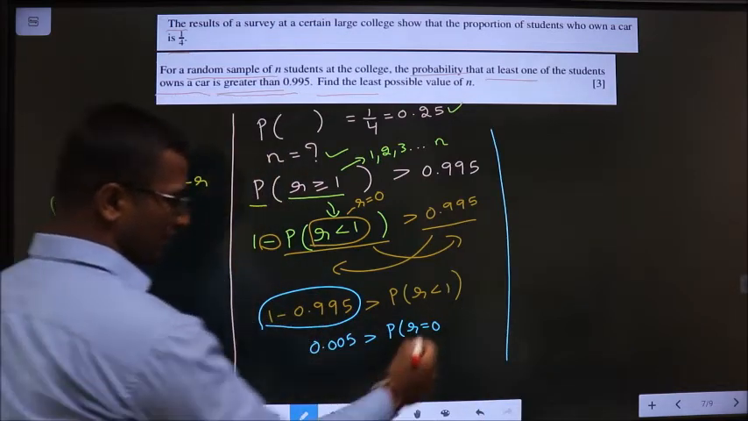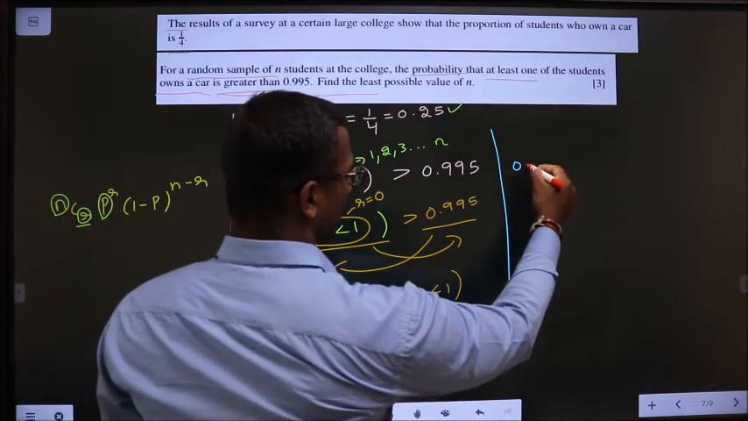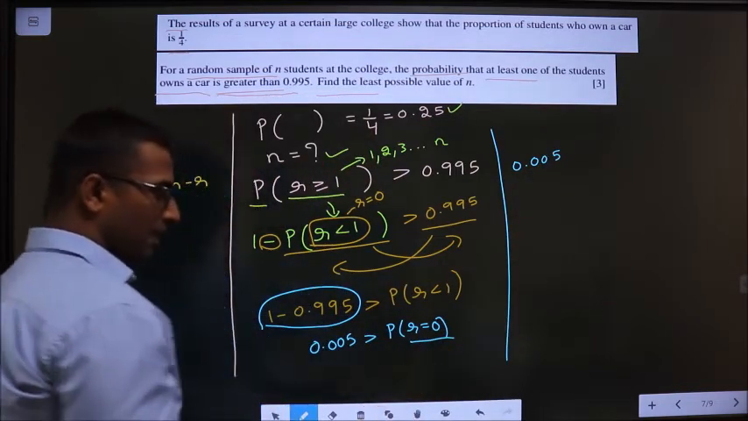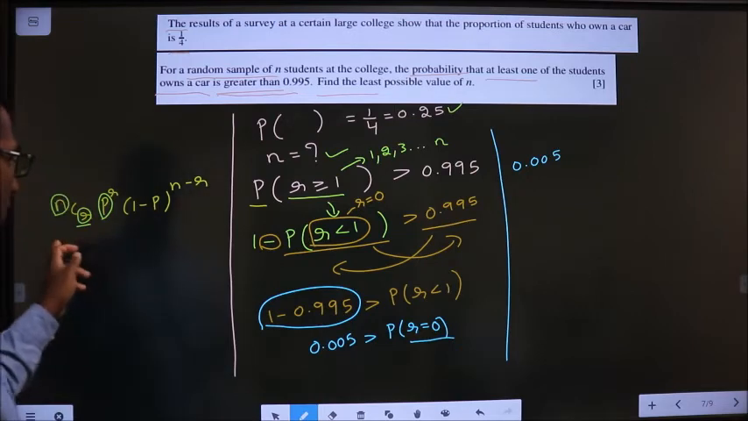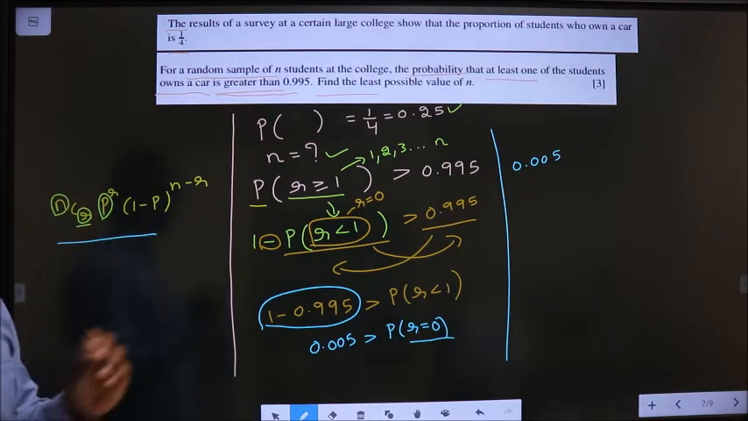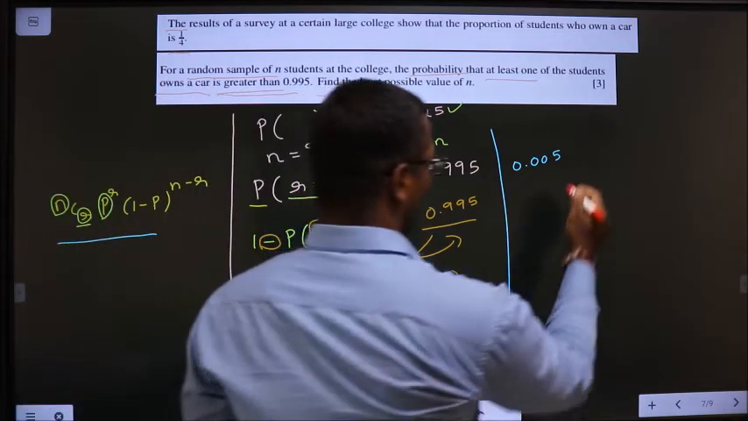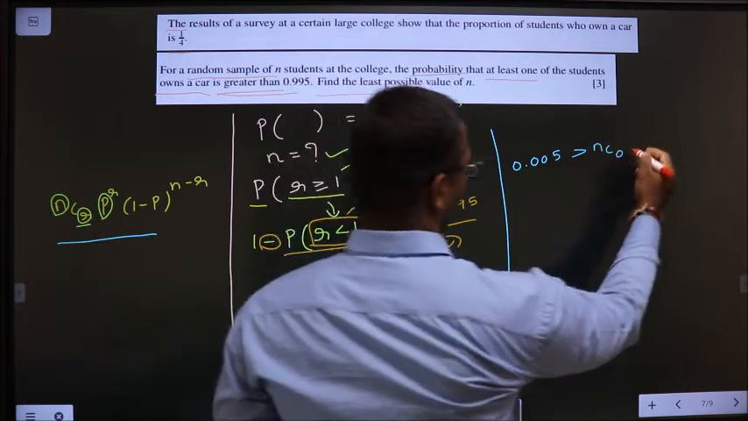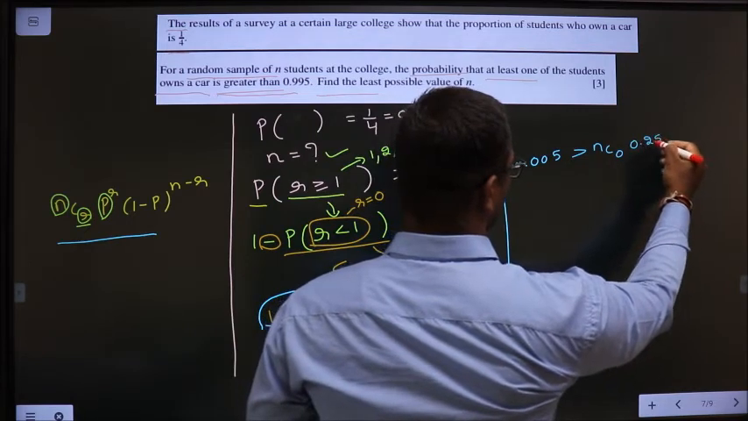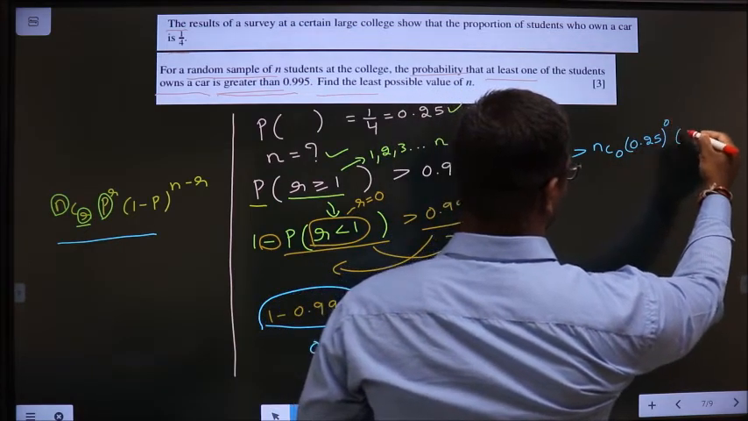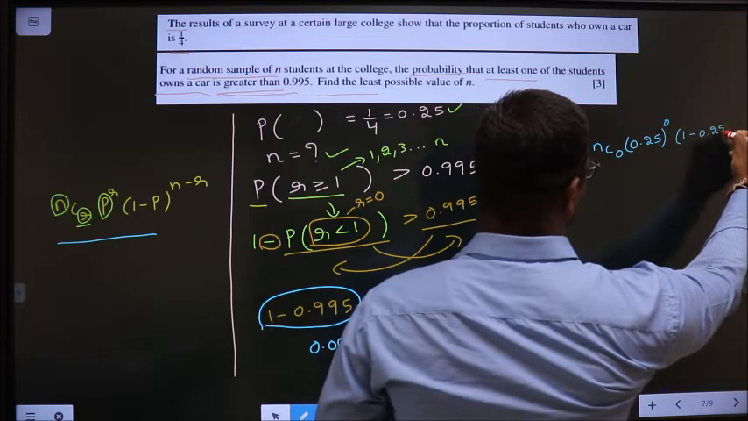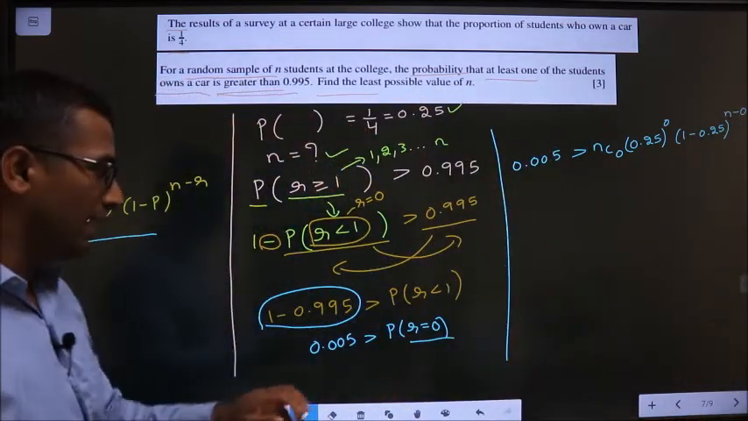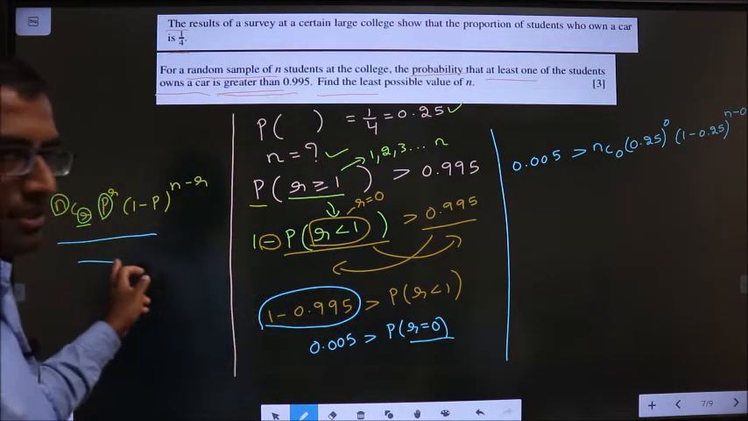Okay. Now, 0.005. Now, r is 0. Replace r equal to 0 in this formula. What do we get? We get nC0 into p, 0.25 power 0, into 1 minus p power n minus 0. Did you understand? I have replaced r equal to 0 in this.